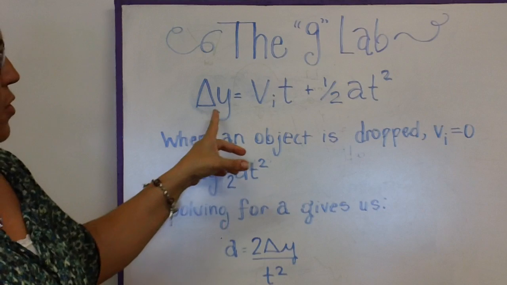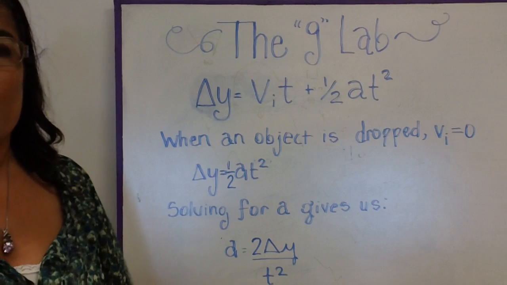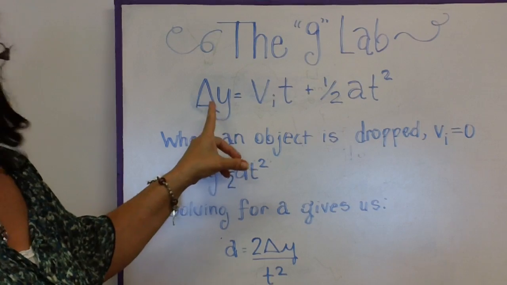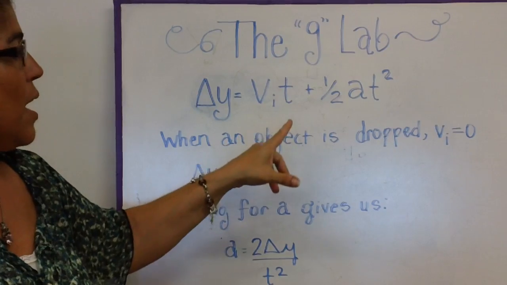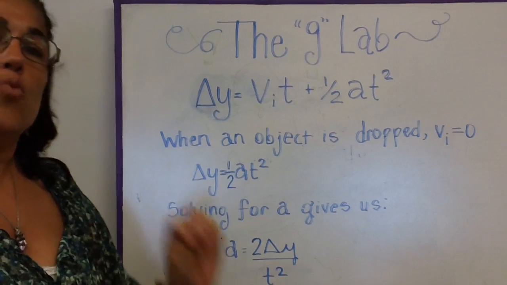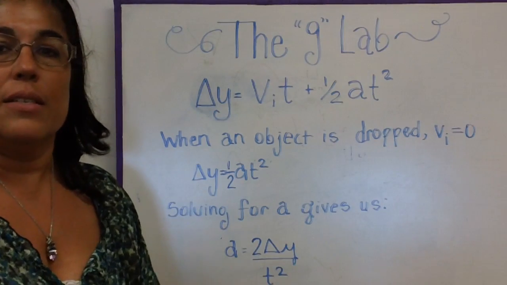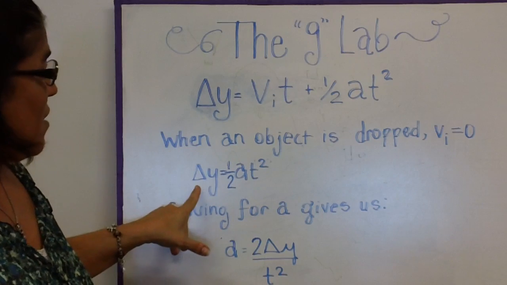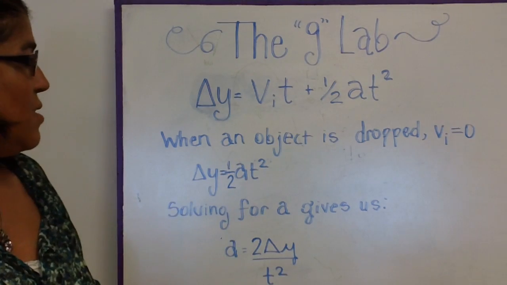So we're going to take the original equation, and these are our kinematic equations, or our motion with constant acceleration equations, the equations that are above my whiteboard. The one we're going to be looking at is delta y, which is our displacement in the y direction, equals the initial velocity times the time plus 1/2 a t squared. If we drop an object, remember that key word dropped, the initial velocity is 0. So we get rid of that term, and delta y equals 1/2 a t squared.